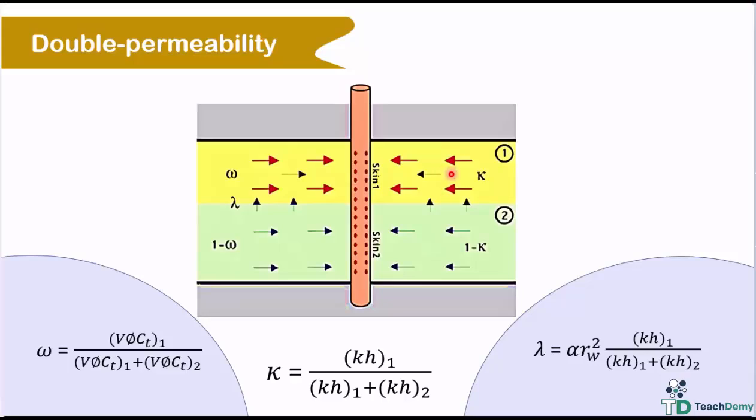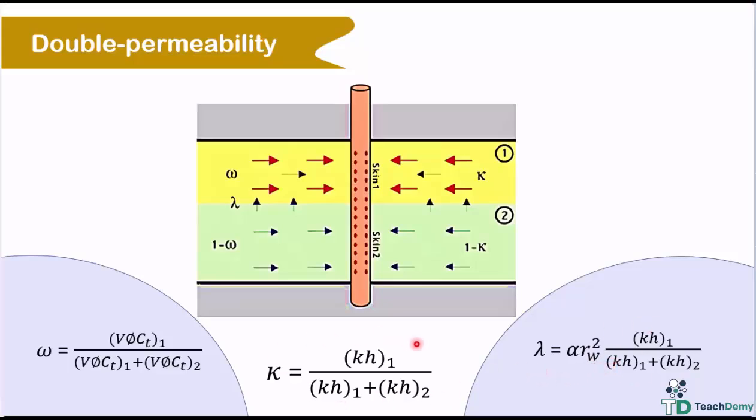In this double permeability system, in addition to the well-known parameters omega and lambda, which are calculated by their respective formulas, a third parameter is introduced called kappa. Omega represents the storage capacity ratio, the fraction of pore volume in one layer relative to the total system. Lambda describes the interlayer transmissibility, which quantifies the strength of communication between the two layers.